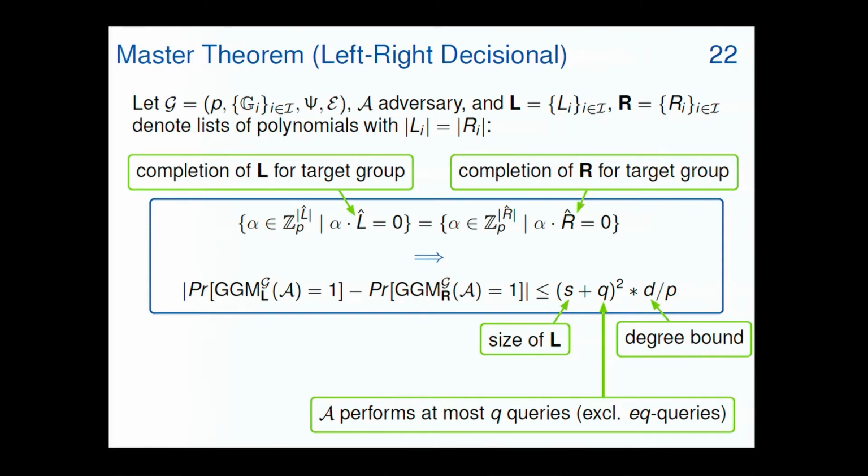Then our master theorem looks as follows. So we have a group setting, an adversary, and a left-right input, which are lists of polynomials of the same shape. And then if the linear relations for the completion on the left and for the completion on the right coincide, which means all the equality checks that the adversary can perform give the same result, then we get a bound on the distinguishing advantage between the left and the right. And this bound depends on the size of the list, on the size of the adversary input, the number of queries, excluding the equality queries, which we consider free, and on a bound on the degree in the completion. And this is just a standard application of the Schwarz-Zippel lemma.